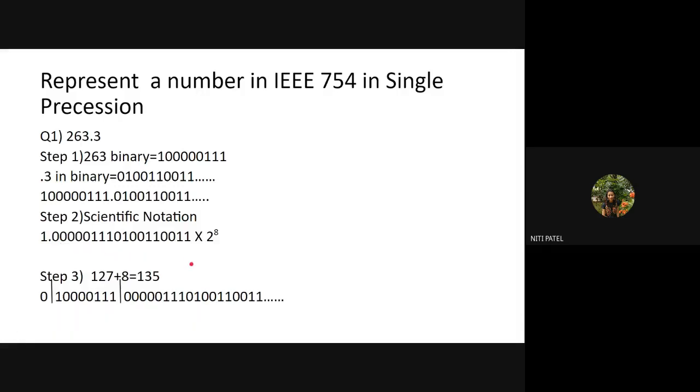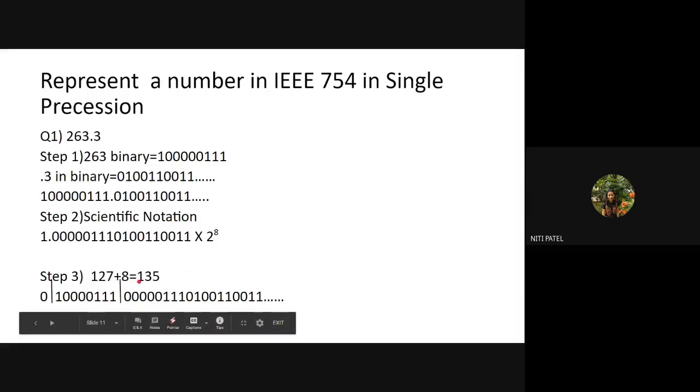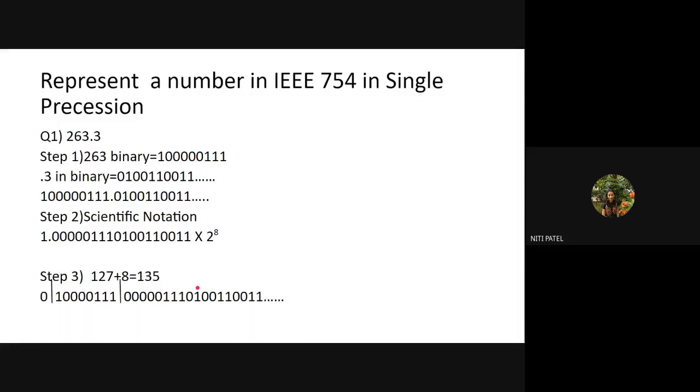Clear? How will you do this in double precision? The only change will be 1023 plus 8. Correct? Yes, ma'am. Okay, so what will you get? 1031. So you will represent 1031 in binary and replace the exponent with that. The remaining sign and mantissa will remain the same. Clear? Yes or no?